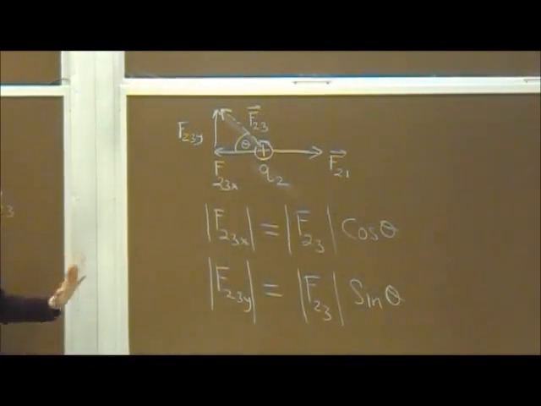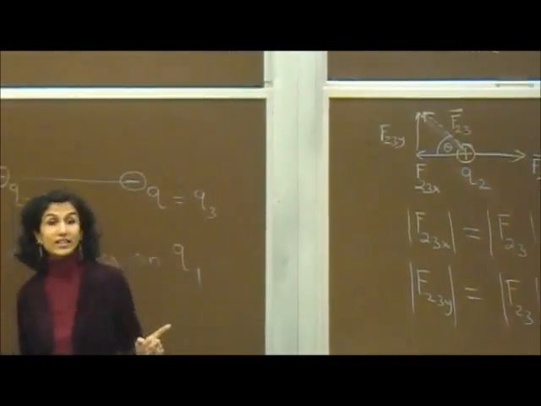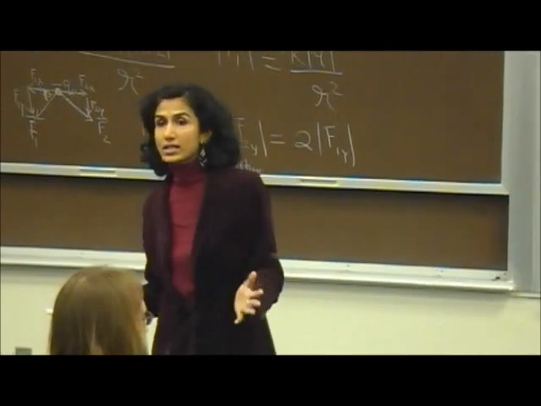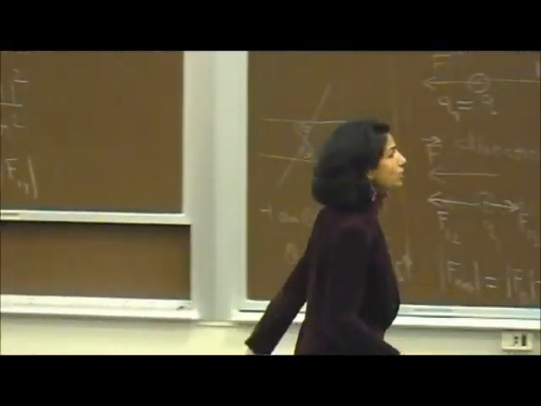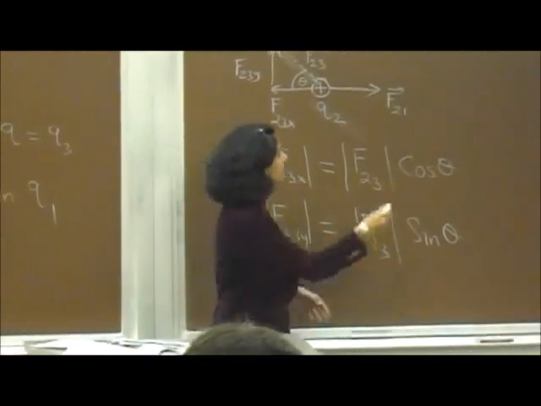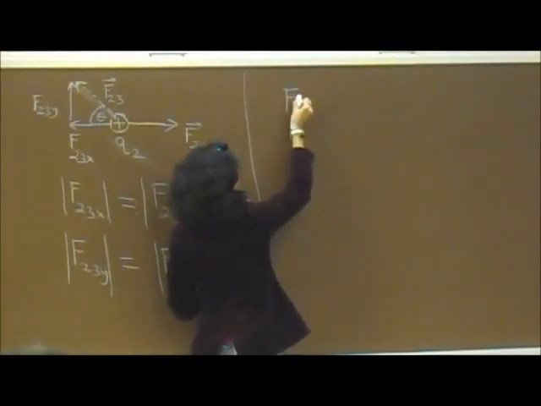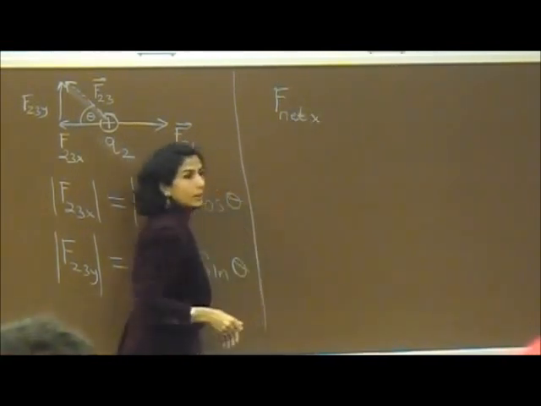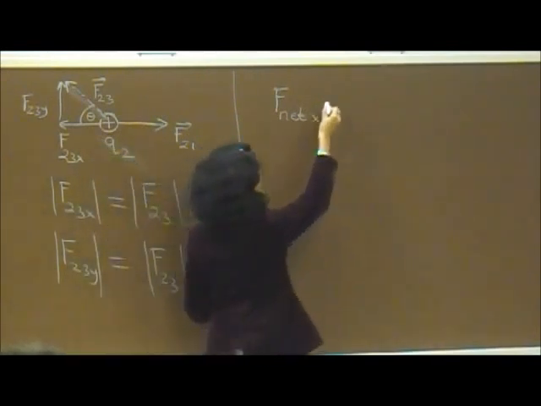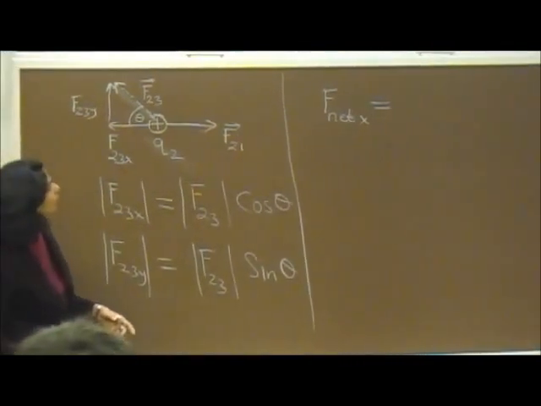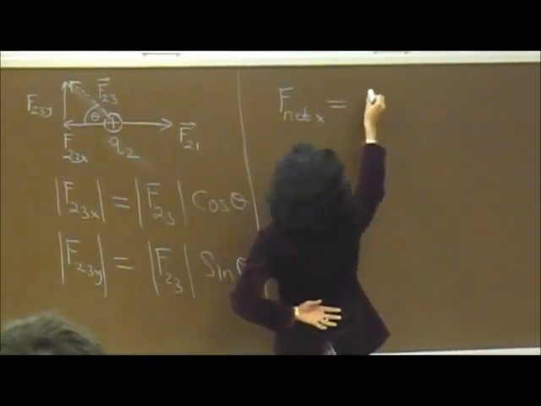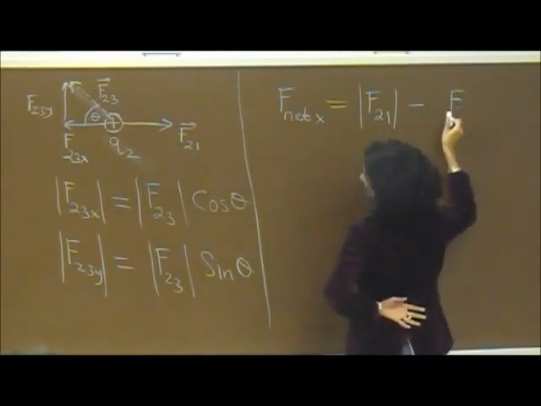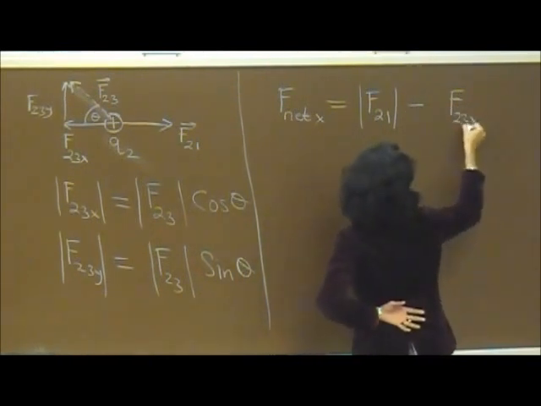Okay, good. So let's now try to figure out what is the net force. And remember, force is a vector. So you have to talk about both magnitude and direction. If you want to get full points, you must say what is the magnitude of force and which direction the force is pointing. So now that we have straightened these things out, let's say that F net is my net force. So what is the x component, F net x? Very good. It will be F21 minus F23x.